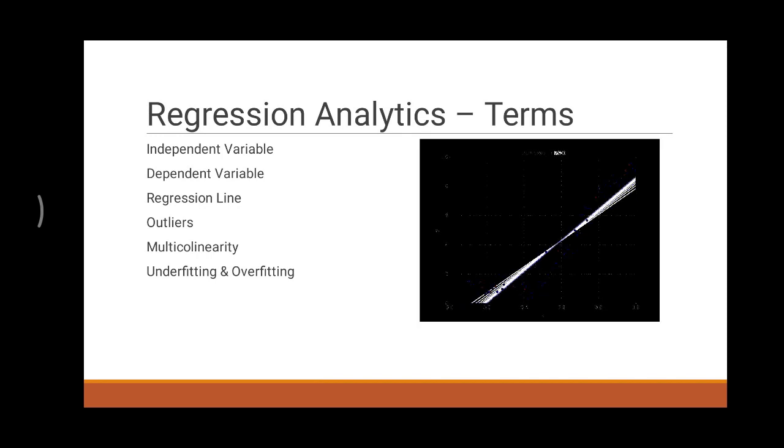Independent variable and dependent variable are actually involved in the equation of a regression line. The equation is given by y is equal to mx plus c. Here y is the dependent variable and x is the independent variable. When we talk about outliers, outliers are the exceptions that we have in the statistical data. Multicollinearity is the relation between the inputs that we are providing in the statistics. When we talk about underfitting and overfitting, these terms are related to the plotting of the regression line, and we will see these in the coming slides.